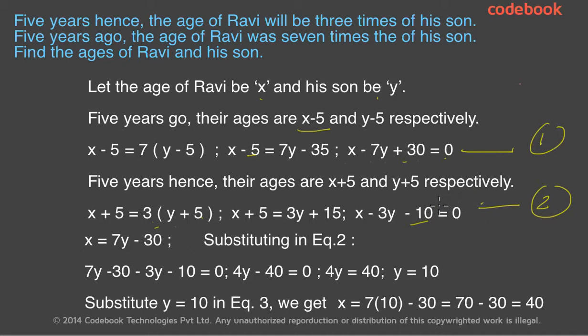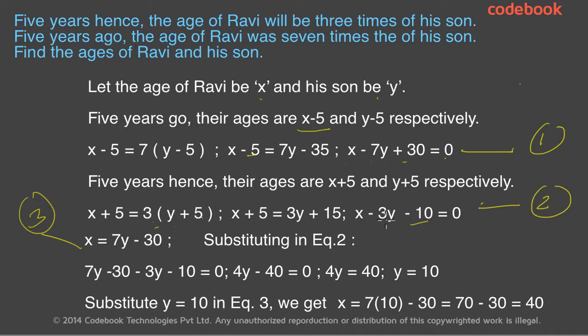So in the substitution method, the first step is to calculate the value of one variable in one of the equations. So let's calculate the value of x. So x is nothing but 7y minus 30, right? Take minus 7y plus 30 on the other side. So x equal to 7y minus 30. So let's call this 3. Now substitute x equal to 7y minus 30 in equation 2.